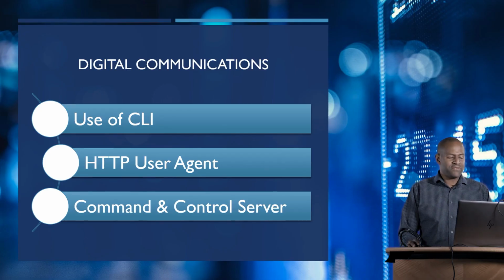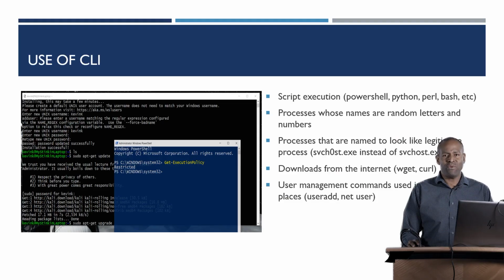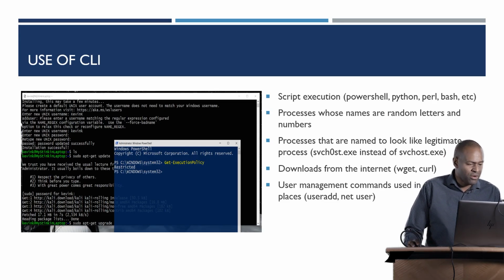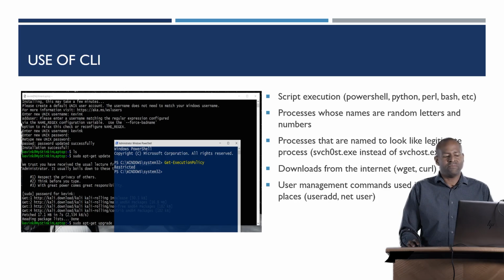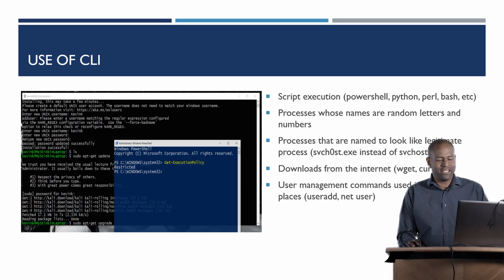All right, now we look at use of CLI, we look at HTTP user agent, and command and control services. All right, so use of CLI. What's a CLI? CLI is a command line interface. And so anything like your PowerShell that we saw earlier, any type of command line interface from Linux, etc., we use, or a threat actor will use for script execution, like we talked about PowerShell, Python, Perl, Bash, etc. Also processes whose names are random letters and numbers will often be spawned by somebody who is on your system, a threat actor, using a CLI.